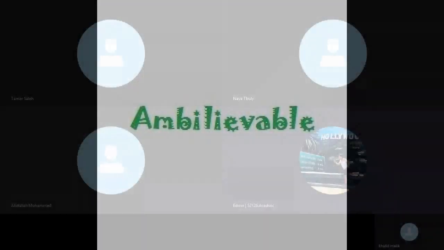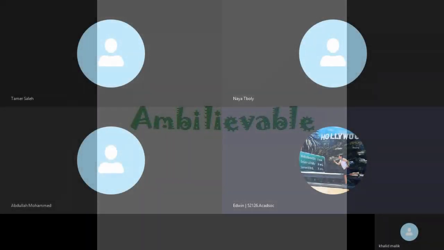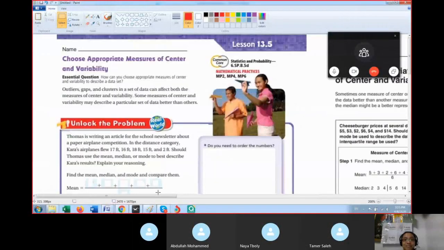Can you see this one? Yes. Grade 6, can you see?